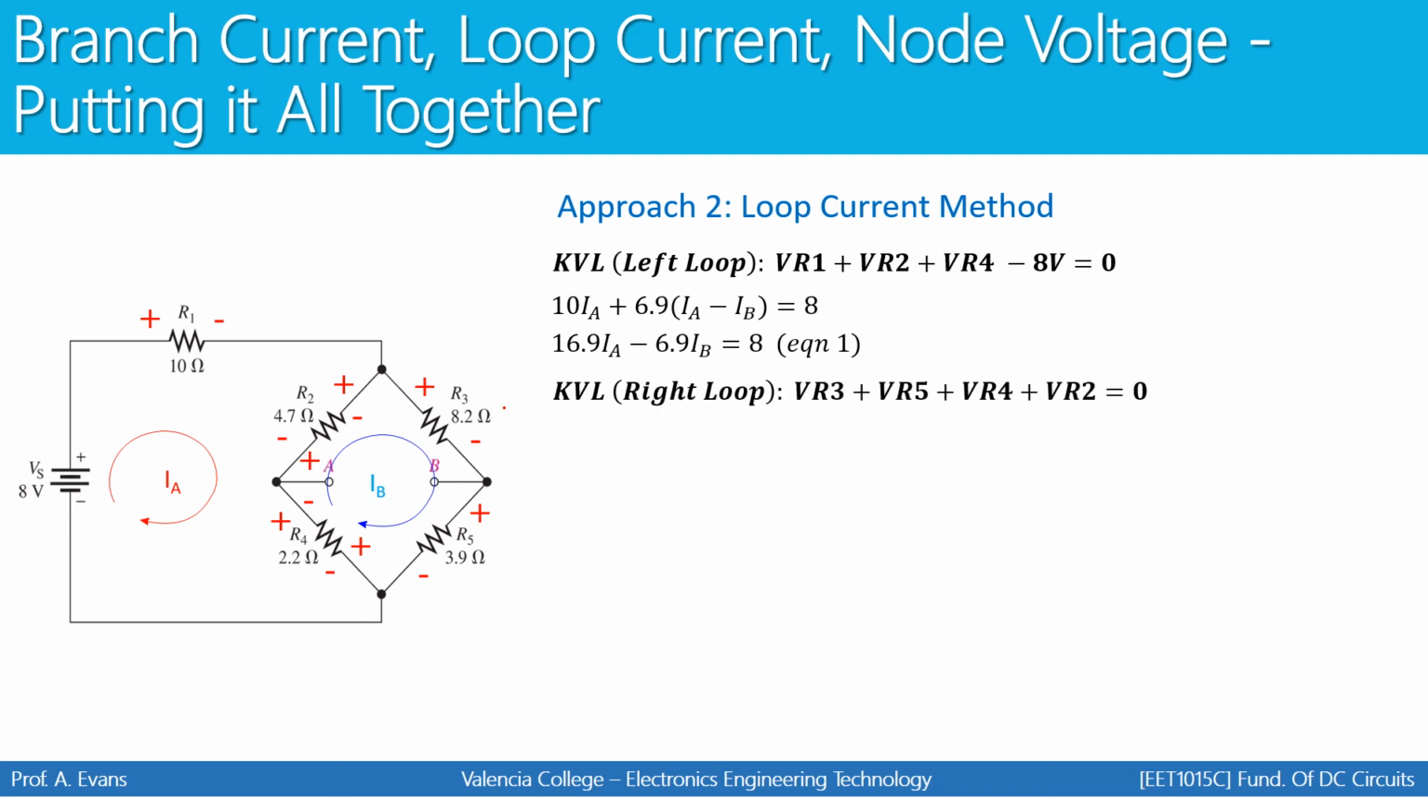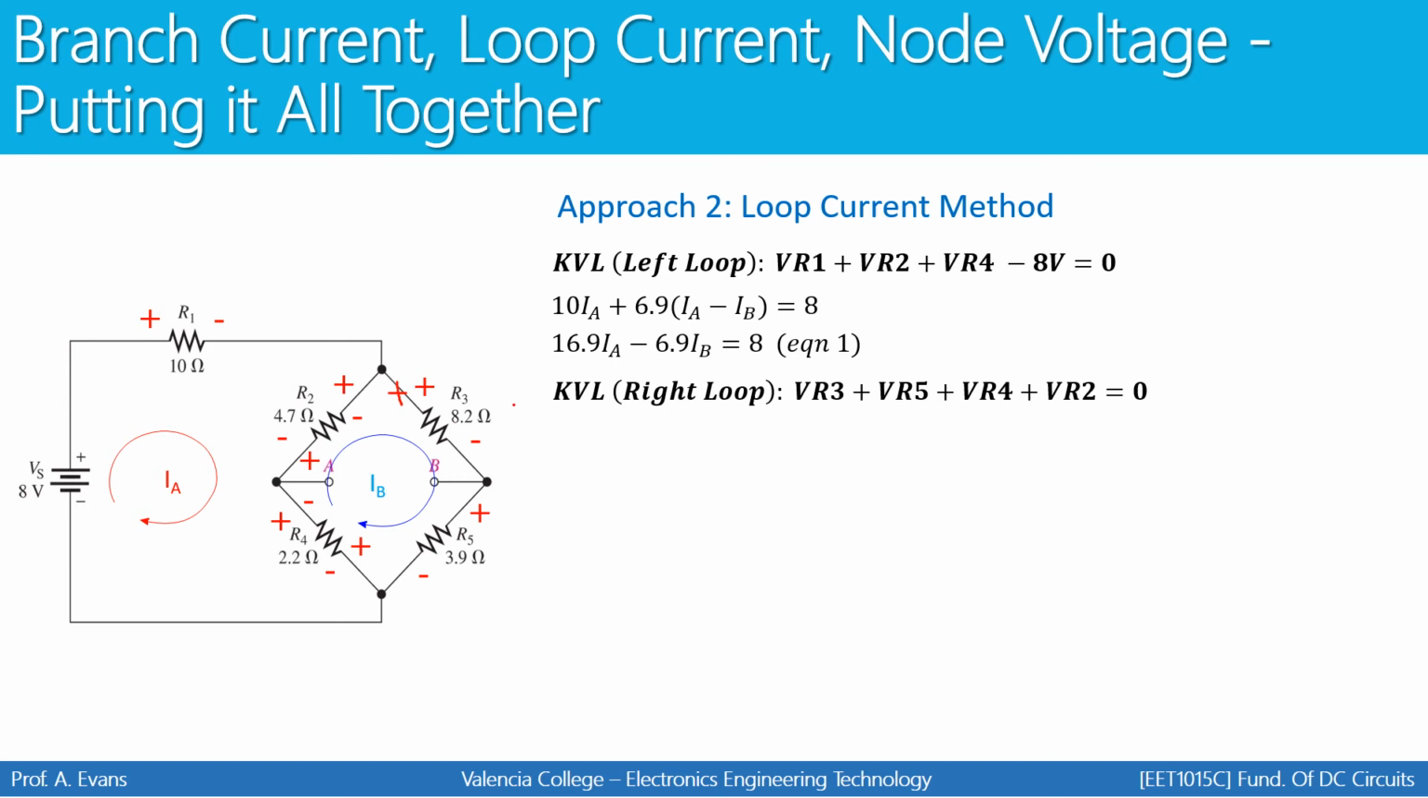Next, we're going to do KVL for the right loop. Again, we're going to pick a point on the loop and go around the circle. In this case, I picked this point right here and traveled clockwise around the loop. I picked this point and that direction simply to mimic the flow of IB, which has already been identified. So if I start here and travel around the loop clockwise, my KVL equation becomes VR3 plus VR5 plus VR4 plus VR2. Remember, I'm following the polarities on the inside of the loop.